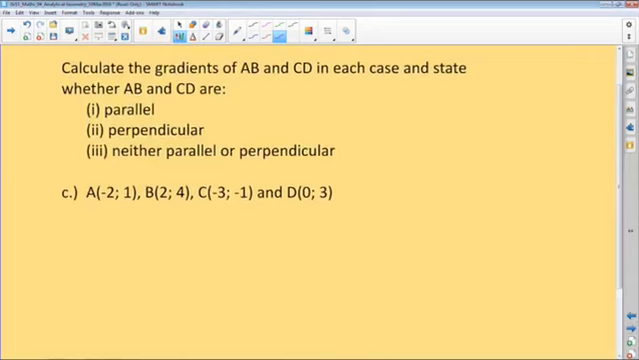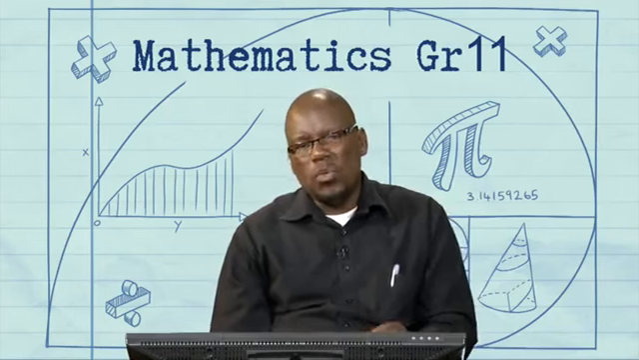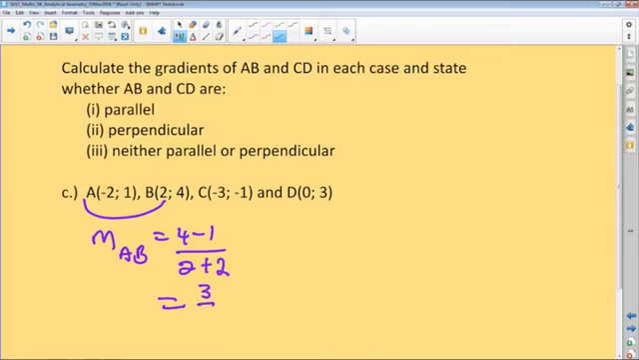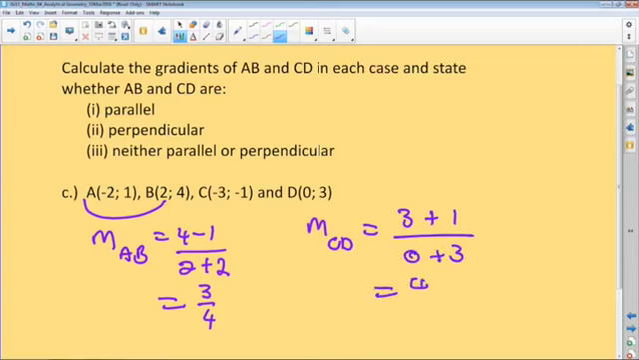Calculate the gradients of AB and CD in each case. So in this set of coordinates, so your AB is this. So gradient of AB will be 4 minus 1 over 2 plus 2. Now remember, I am quickly changing the sign because I'm saying x2 minus x1. So that's x2 minus 2. So a negative and a negative, it's a plus. So you get 3 divided by 4. So for gradient of AB is that. And then gradient of CD is 3 plus 1, all divided by 0 plus 3. And that is 4 over 3.